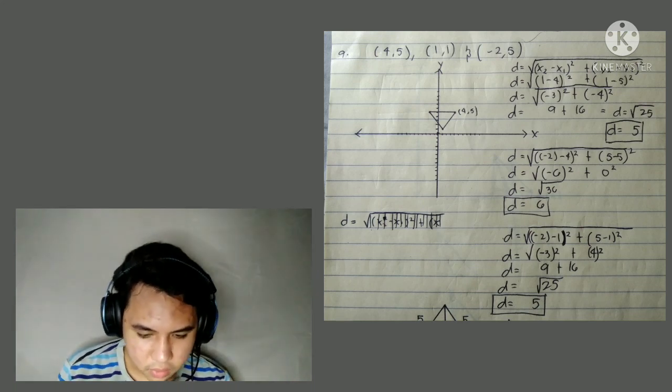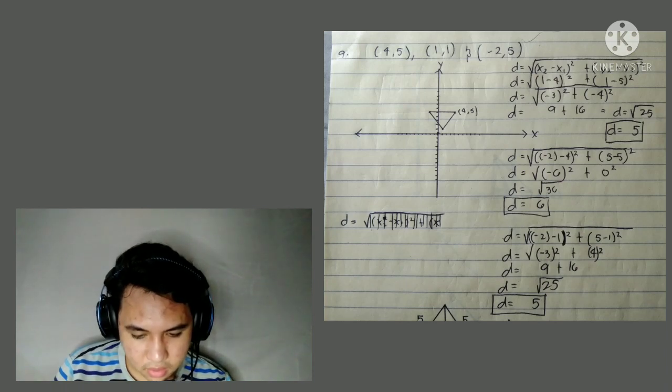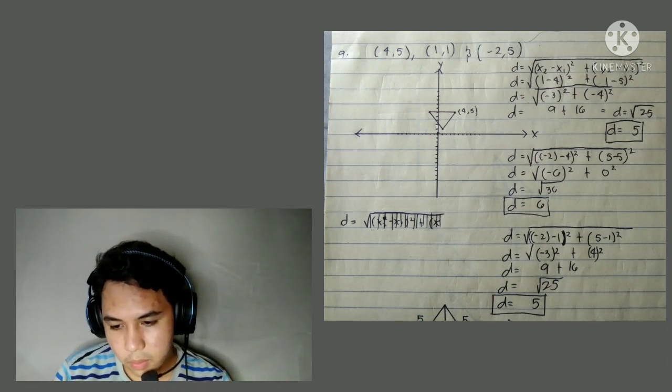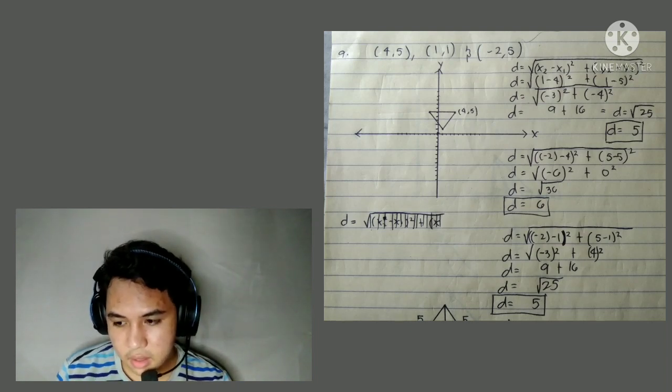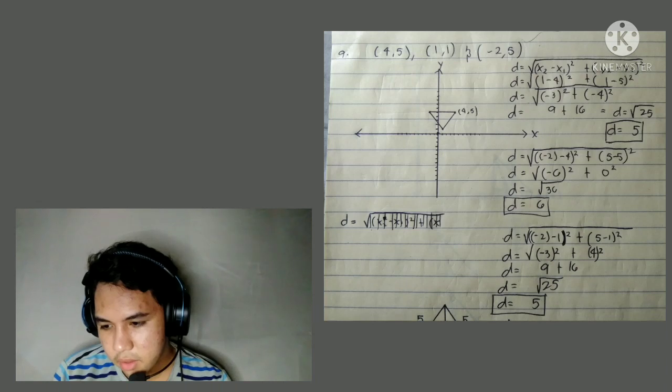For number 9, we are asked to show that the points (4, 5), (1, 1), and (-2, 5) are the vertices of an isosceles triangle. So we need to find the area. Same process, we need to plot our points to see the triangle. Now we can solve for the distance. First, let's solve the distance of (4, 5) and (1, 1).